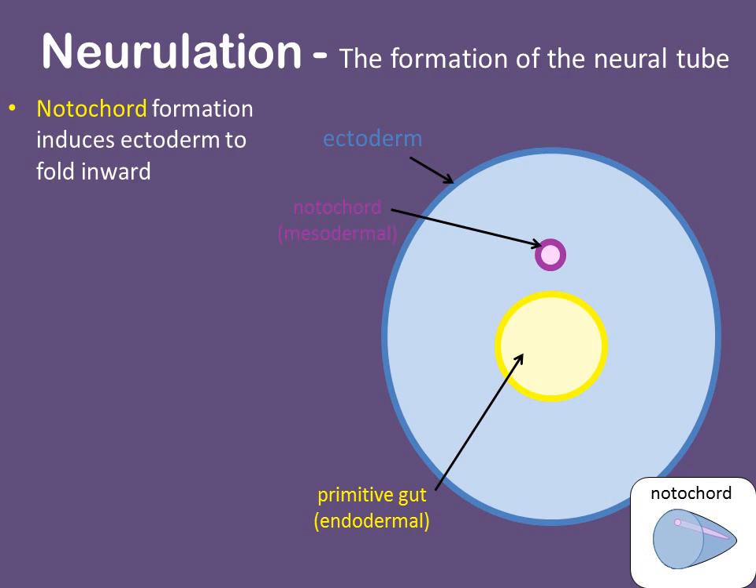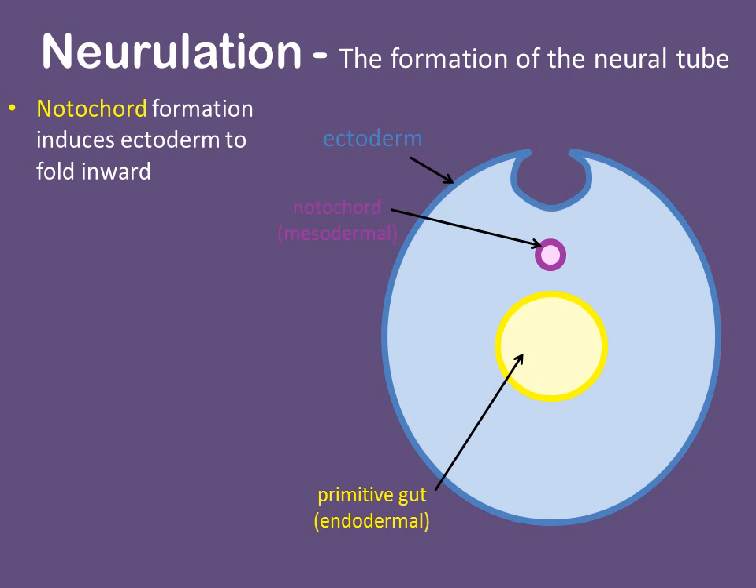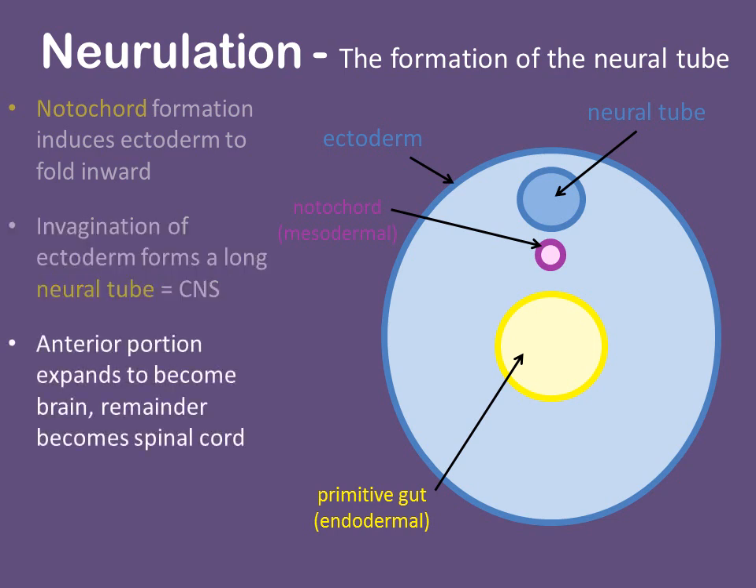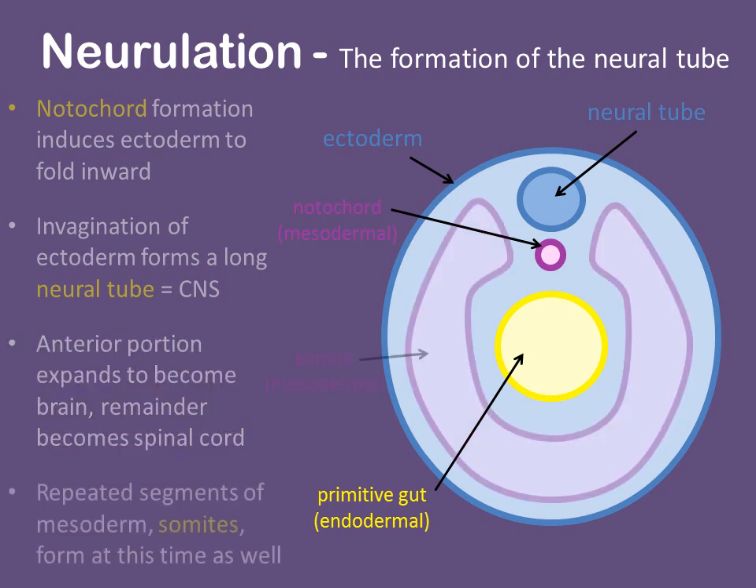So what we see is the ectoderm, that outermost layer in blue there, start to fold inward. And as it begins to fold inward, and again this is induced by the presence of the notochord, it will slowly invaginate and pinch off from the external portion of the ectoderm to become its own neural tube. And of course that neural tube is what will become the central nervous system. So at the anterior or head end of the organism, that neural tube will expand to become the brain, and of course the remainder of it will be the spinal cord.